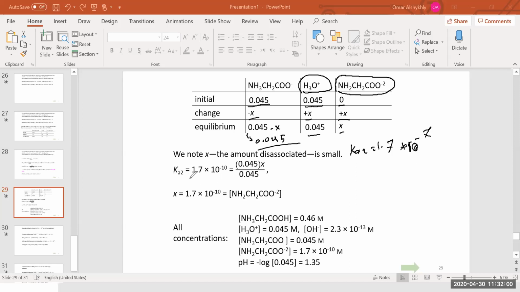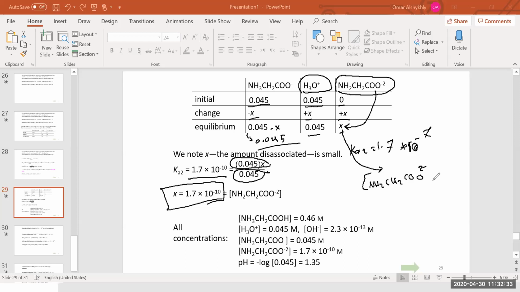Ka2, 1.7 times 10 to negative 10. 0.45 times x divided by 0.045, and the x will equal the amount of Ka2. By the way, guys, this X here for this one, this concentration of NH2CH2COO negative can equal the Ka2.